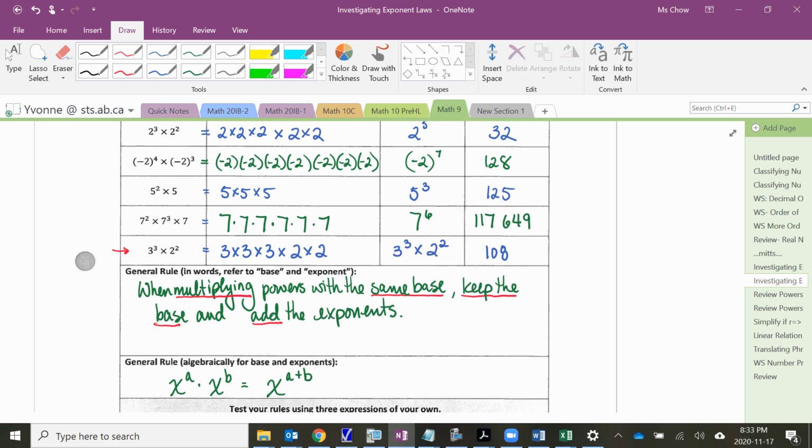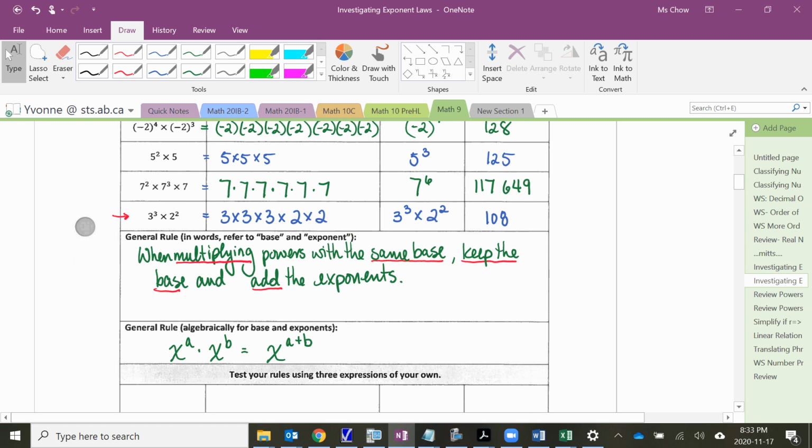So algebraically, what might that look like? Well, perhaps we have something like x to the a times x to the b. So you can see that I've got those key pieces in here. I've got multiplication. I've got myself multiplying two powers that have the same base. In my product, our simplified expression, I'm going to keep that base and add those exponents.